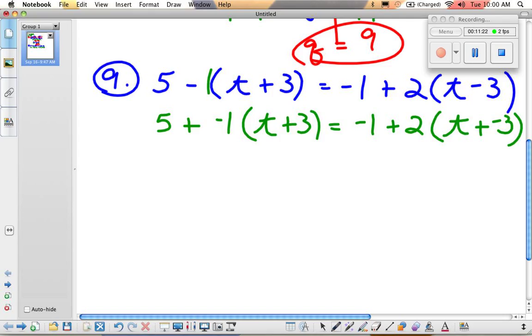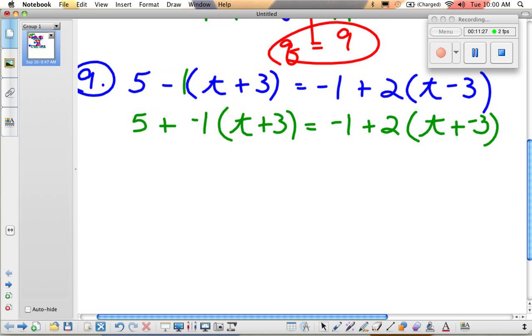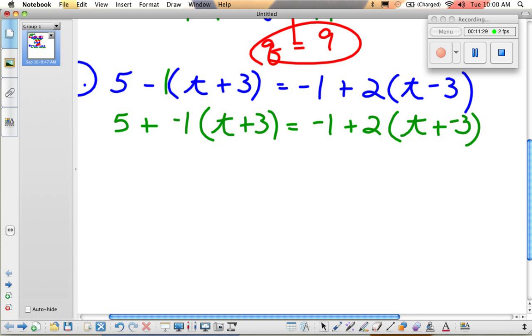Okay, now we have some simplifying to do, don't we? We're going to do some distributive property on both sides. So, it's going to work. This is going to get multiplied times both of those. This is going to get multiplied times both of those.